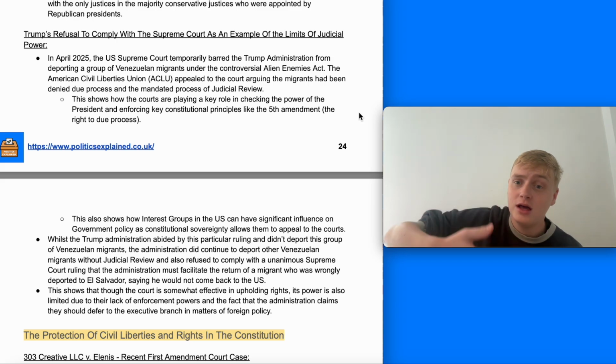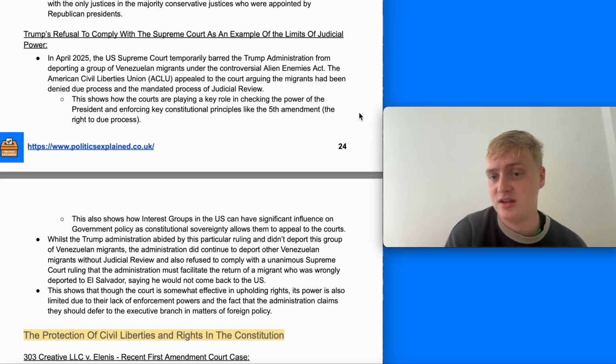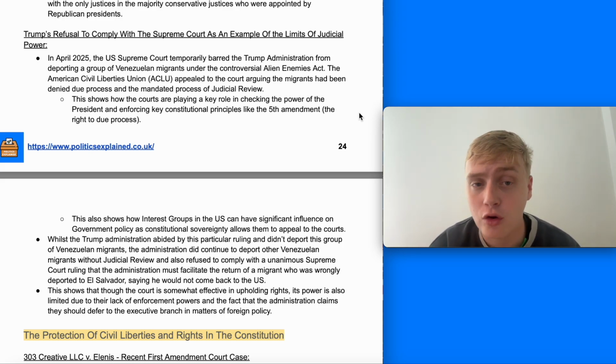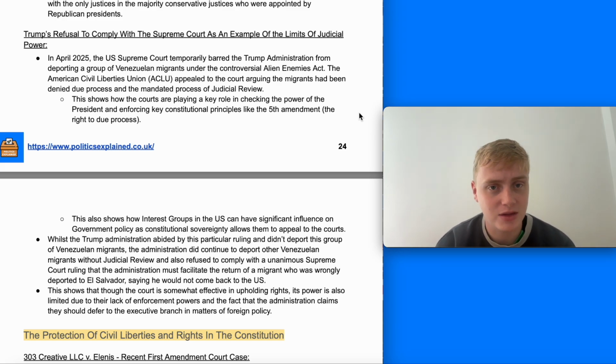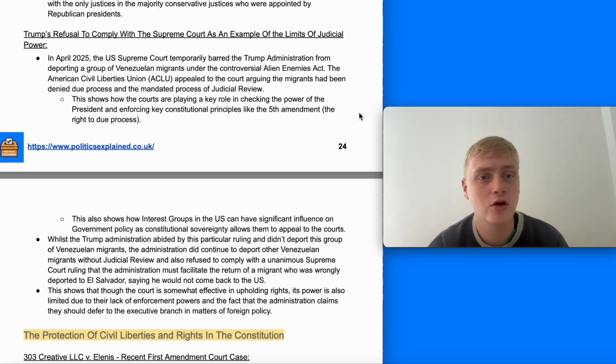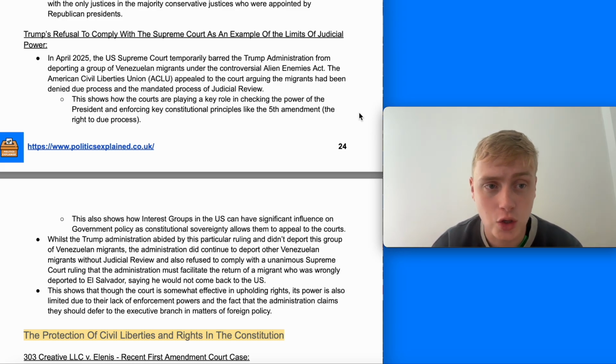So it also shows how a key method used by interest groups in the United States is through the courts, and effectively appealing government decisions. And they argued that the migrants would be denied due process and judicial review.